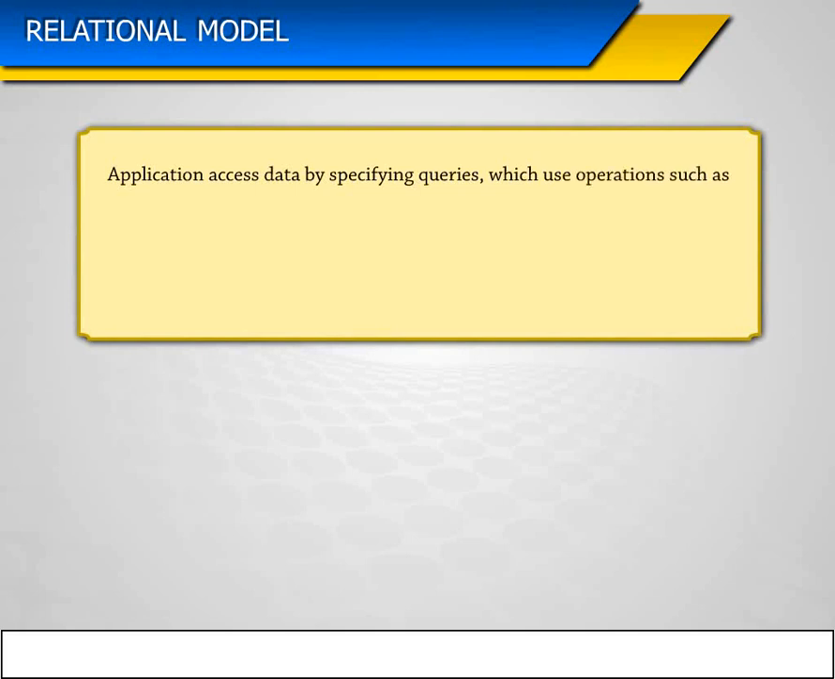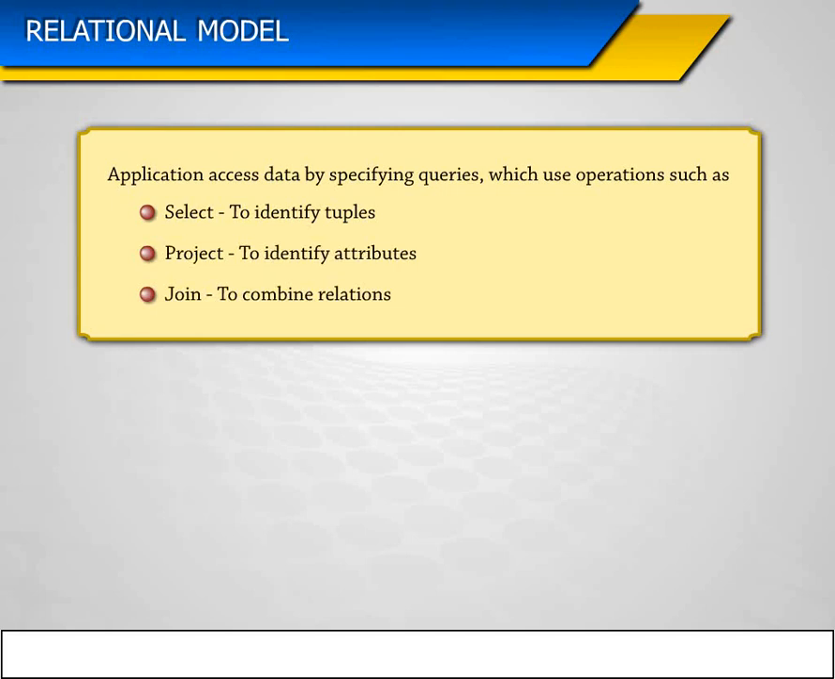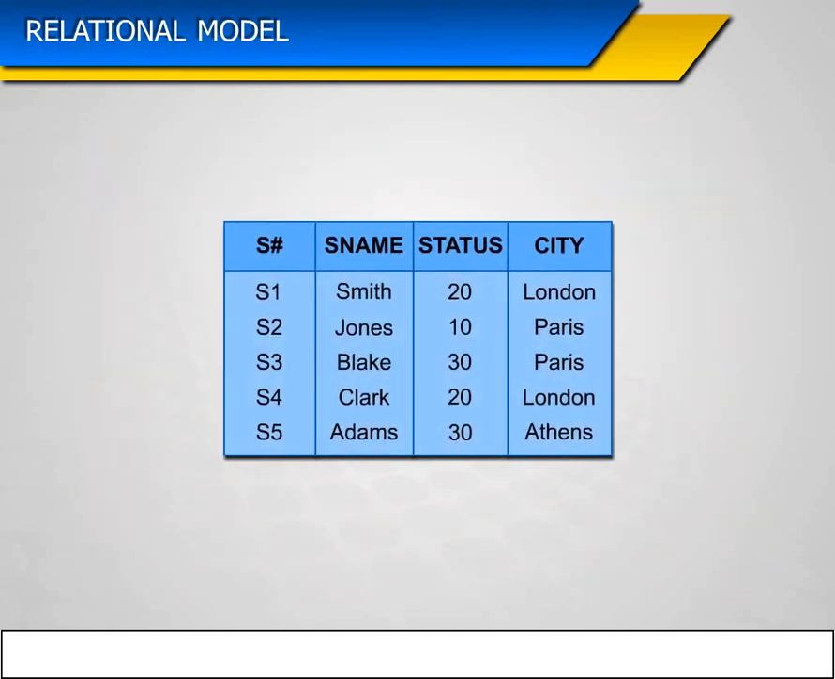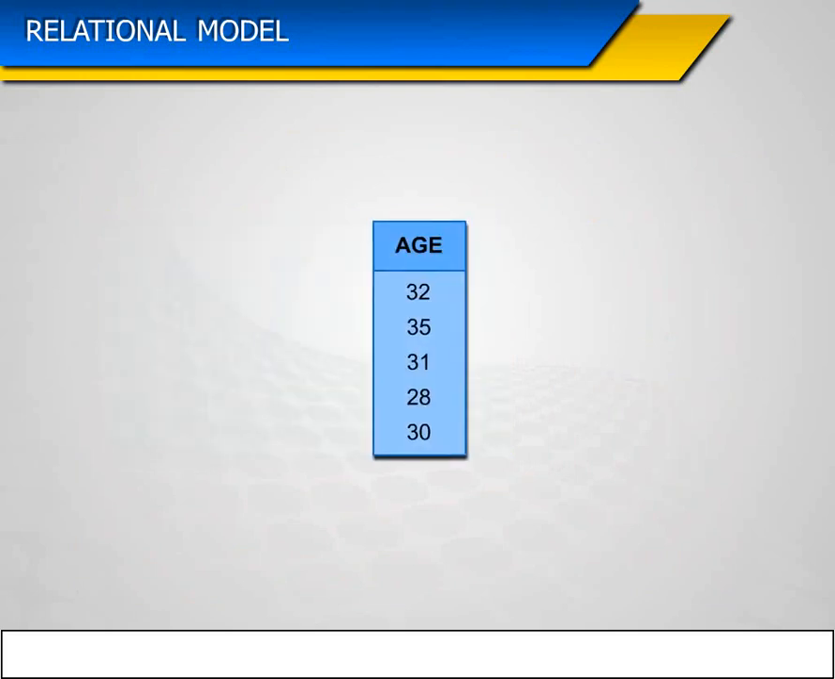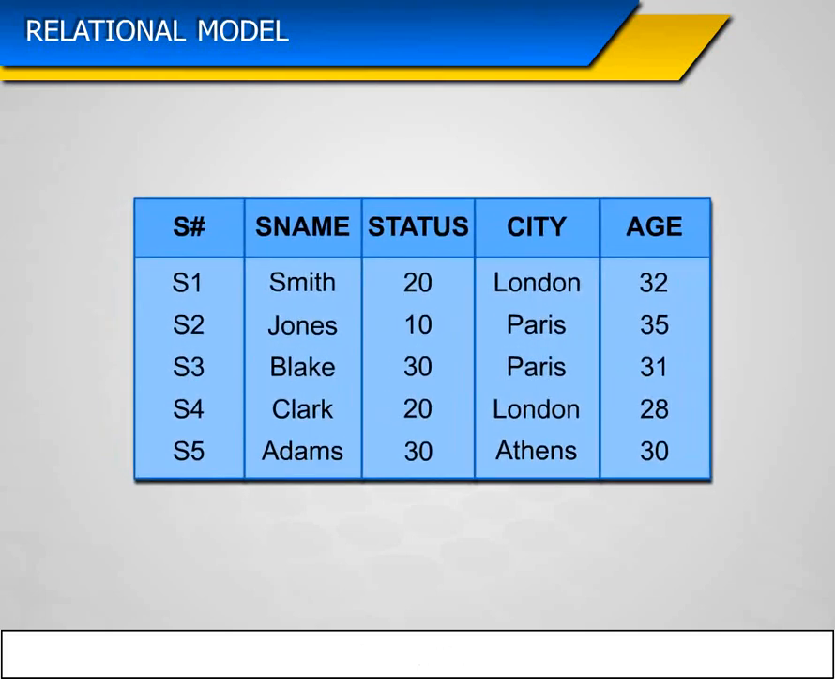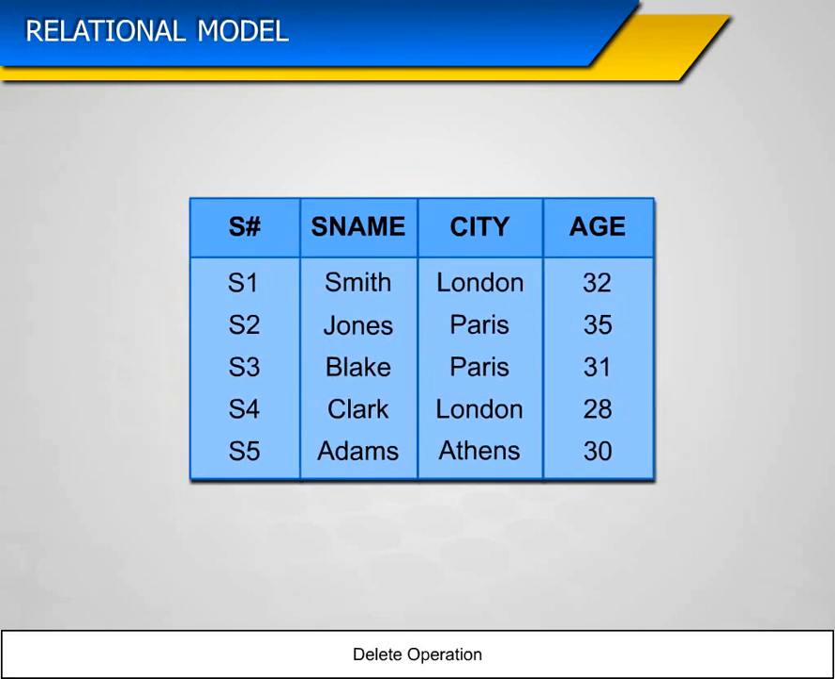Applications access data by specifying queries which use operations such as select to identify tuples, project to identify attributes, join to combine relations. Relations can be modified using the following operators: insert, delete, update. Insert operation, delete operation, update operation.